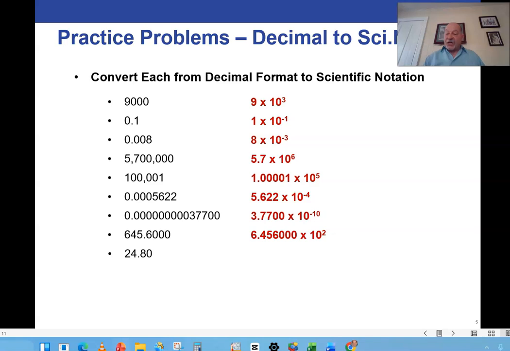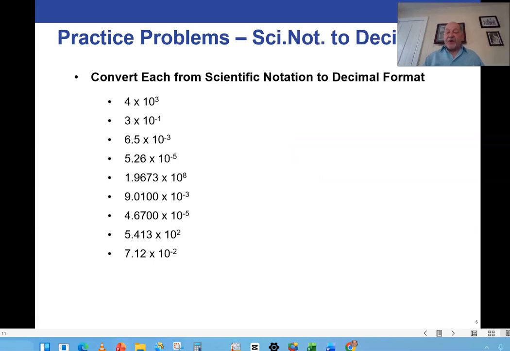24.80 is a little more than 20, so we only have to move the decimal place 1 position. That's 10 to the 1. So our number would be 2.480. We include the 0 again, times 10 to the 1. 10 to the 1 is just 10. So this is telling us that it's a little more than 2 times 10, which is what 24.80 is. So that makes sense. All right, let's look at the next type of problem.